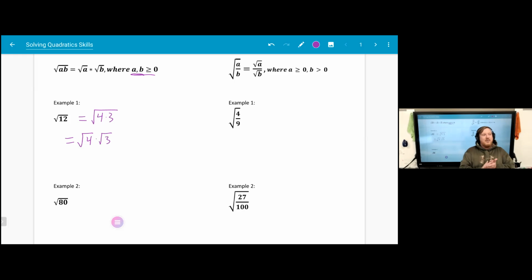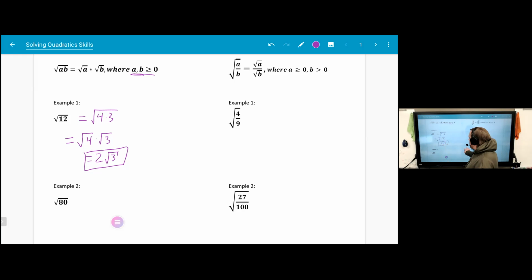Interesting. Because what do we know about the square root of 4? It is 2. So this would be 2 times the square root of 3. And that is how we would simplify that. Now you'll notice that I write my whole number before I write the one in the root sign. So I write the 2, which is a whole number, times the square root of 3. That's just the way that we write this, okay?